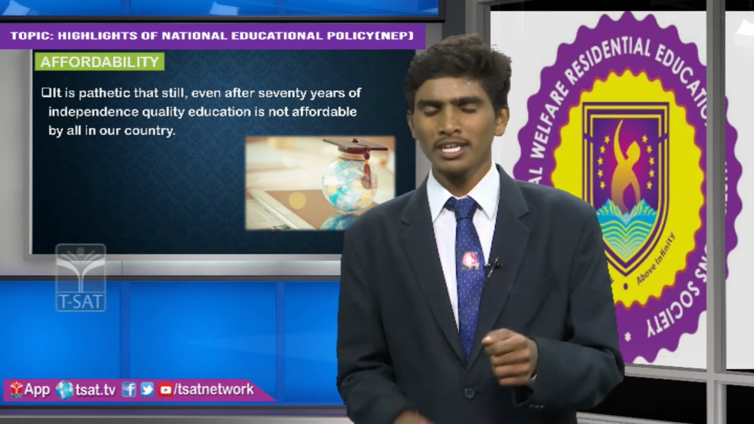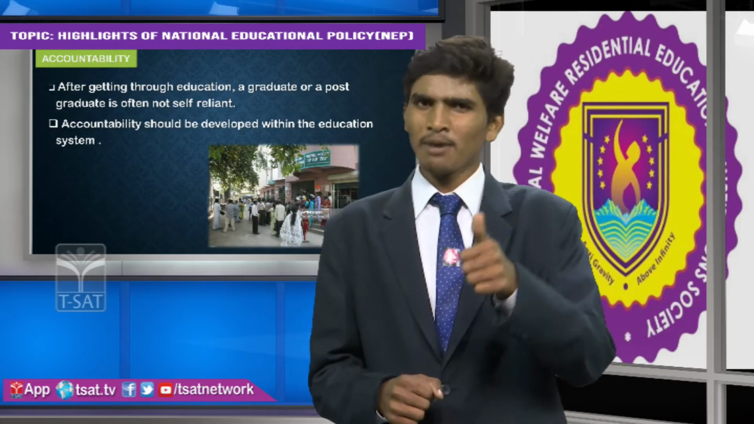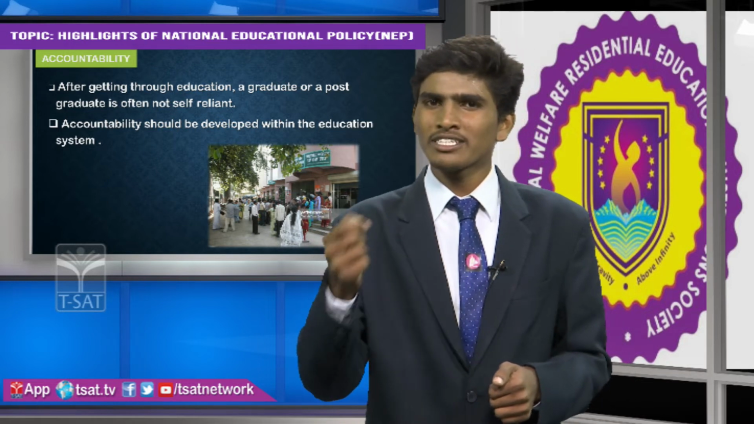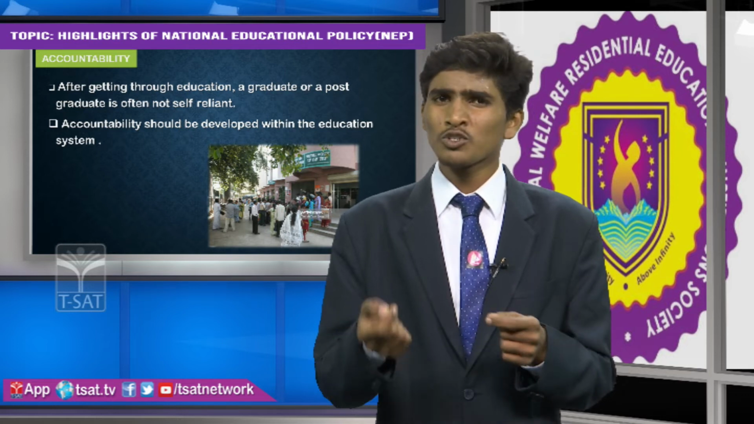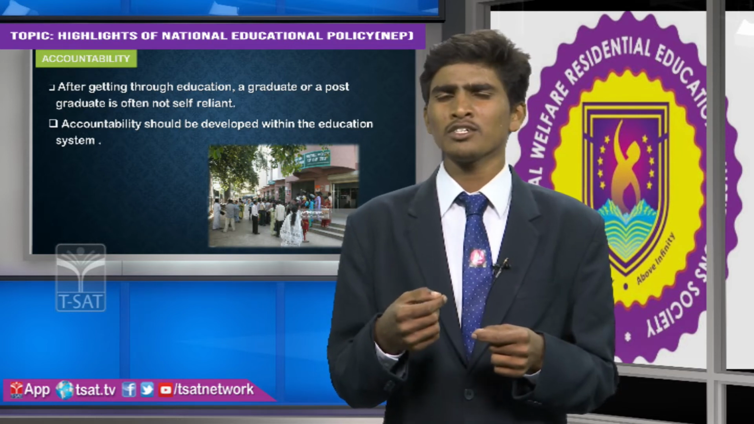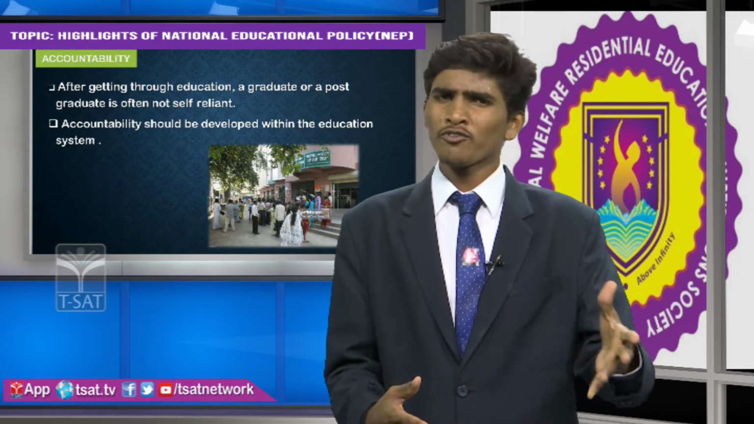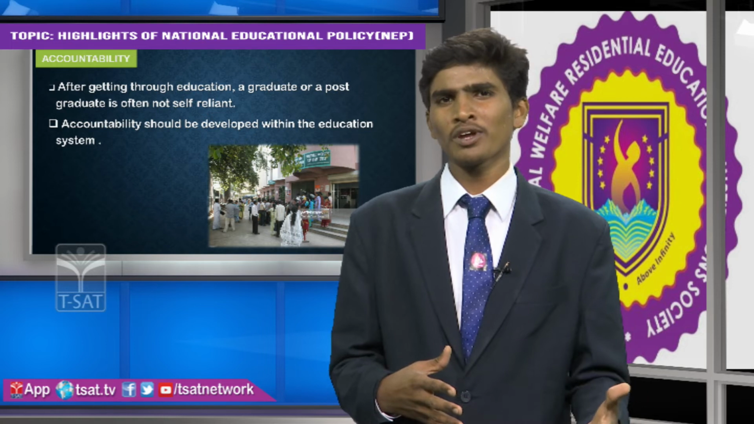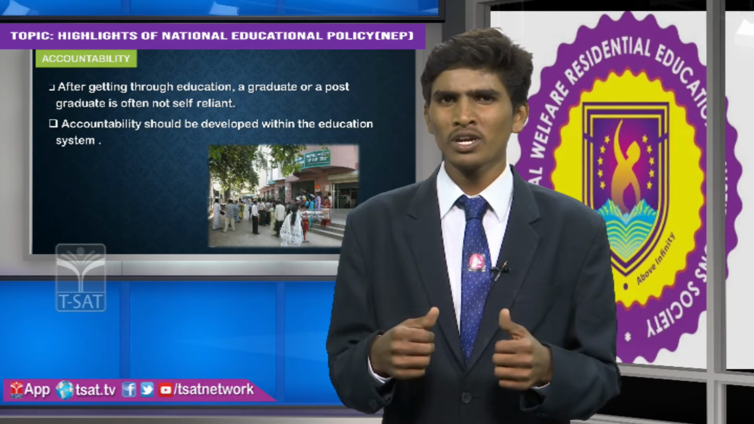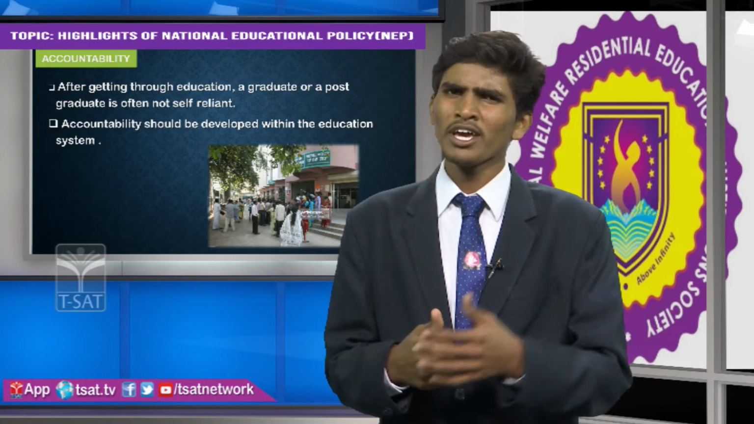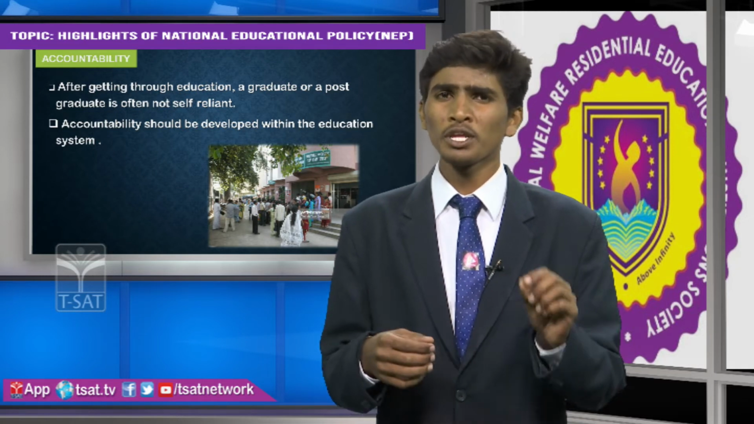So the final one is accountability. Accountability is nothing but being answerable. After getting through education, a graduate or a postgraduate is often not self-reliant on his own legs. Yes friends, after completing the undergraduate program and post-graduation program, he is not standing on his own legs with his own job. They are always depending upon their family only. So that should be removed.